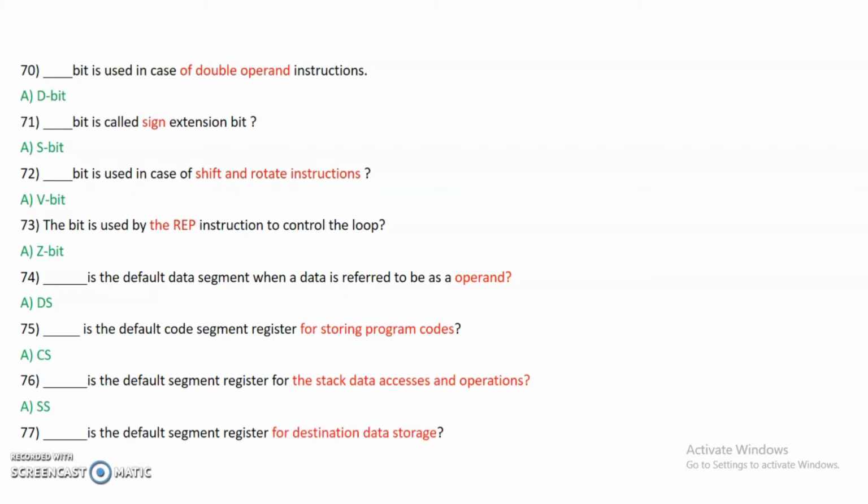Bit number 77. Dash is the default segment register for destination data storage. So the answer will be ES. ES stands for extra segment register.